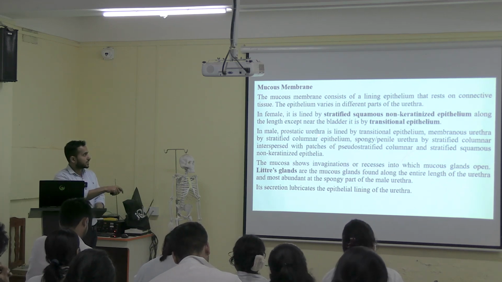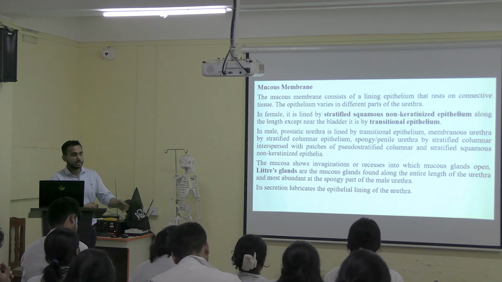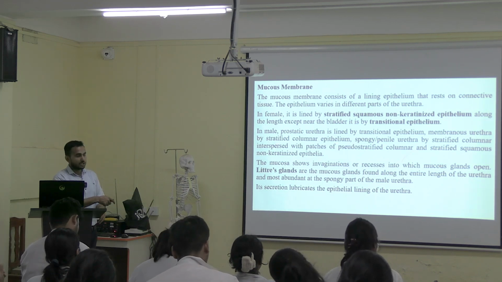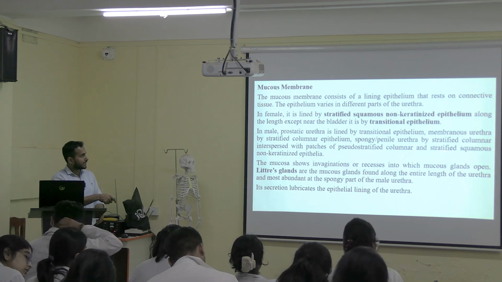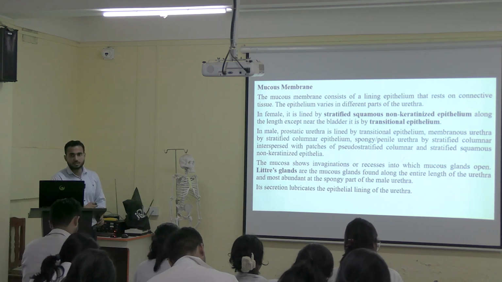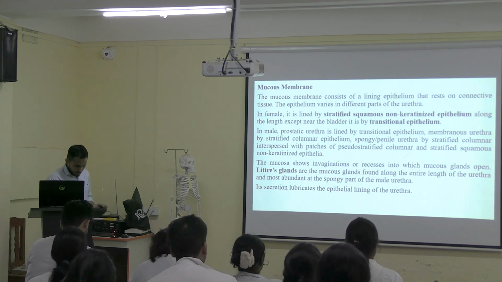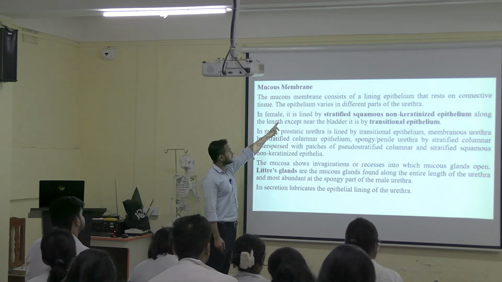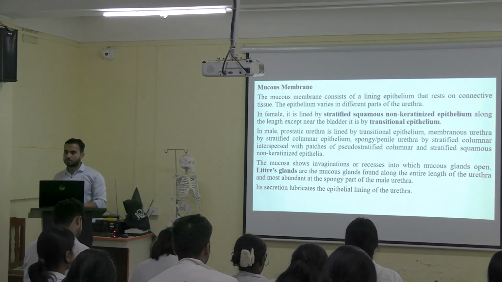First change you can see, prostatic urethra में transitional epithelium. Prostatic urethra के बाद आता है membranous urethra. In membranous urethra you can see it is stratified columnar epithelium. Next आता है spongy और penile urethra, that is stratified columnar. After that, pseudostratified and then stratified squamous non-keratinized epithelium. Okay, this is in case of male. So these are the changes. So I'll request everyone to note these 2 points in case of female and in case of male: the lining epithelium of the urethra.